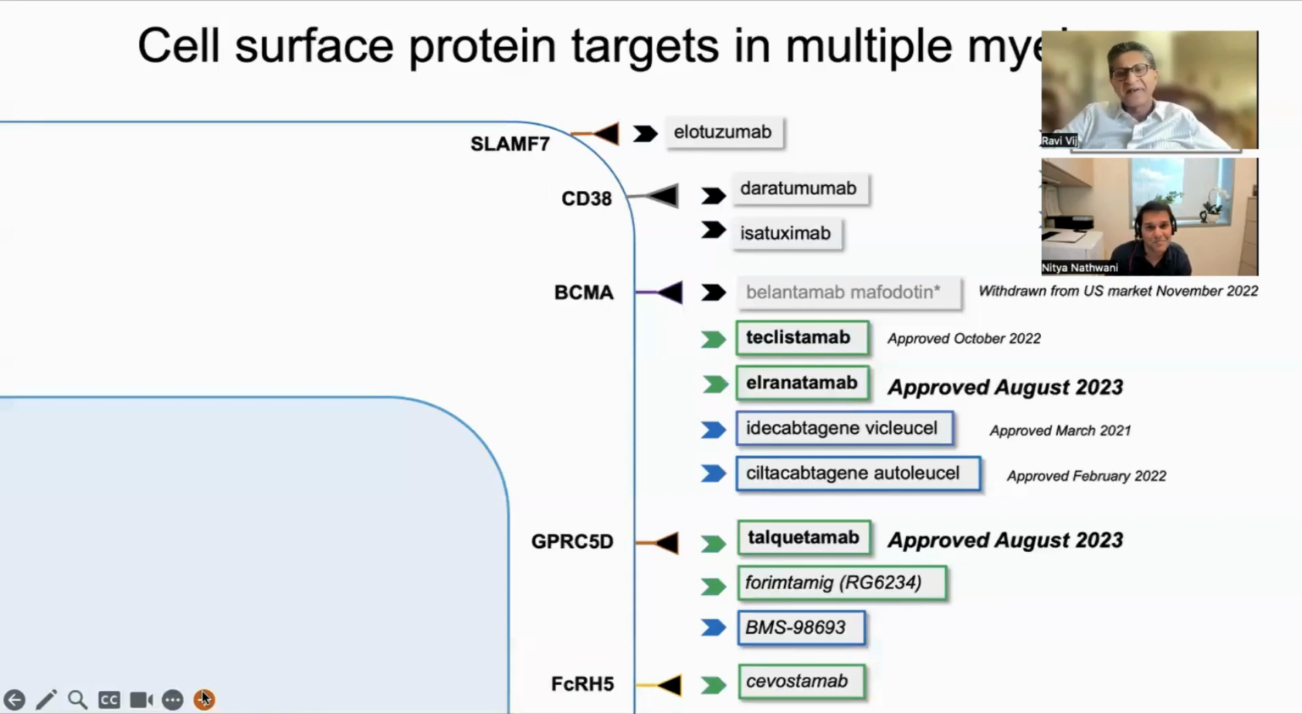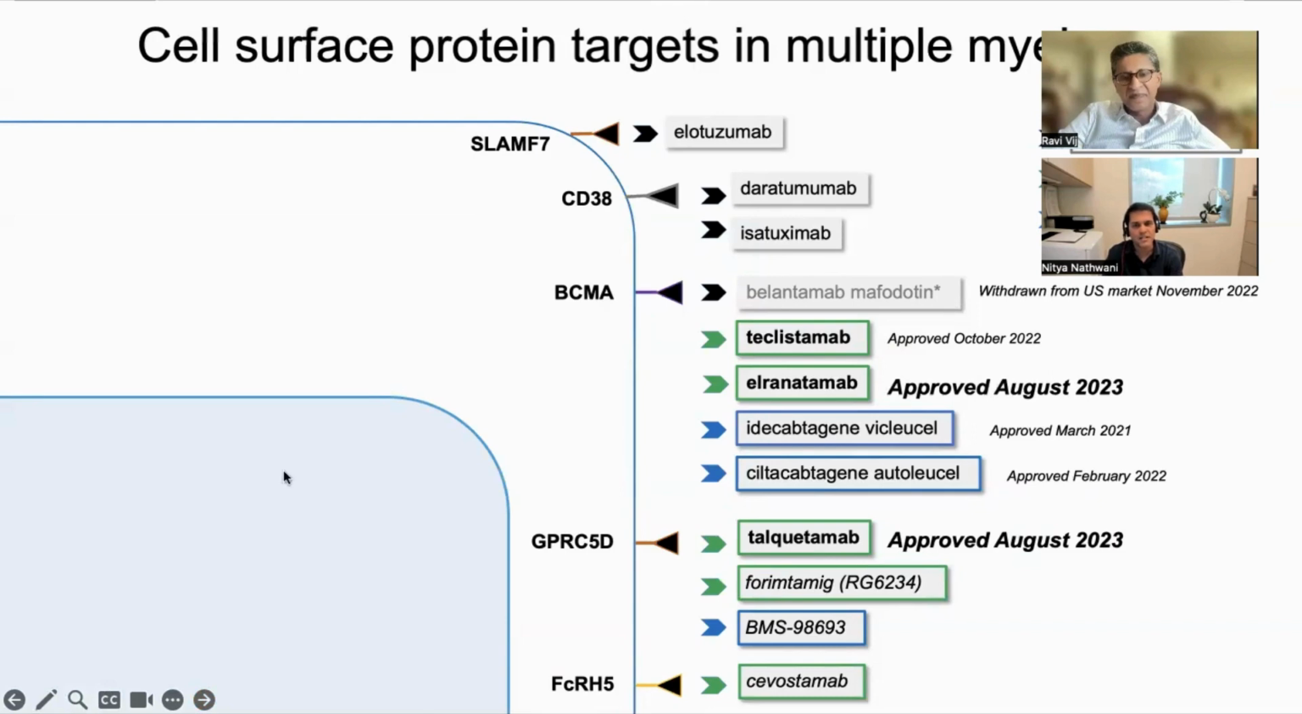Yeah, actually, that's been incredibly exciting. So there was an abstract presented at the ASH meeting a few months ago, where we saw, in a trial, the response rate was close to 90%, meaning almost all patients responded to this CAR T cell targeting GPRC5D.